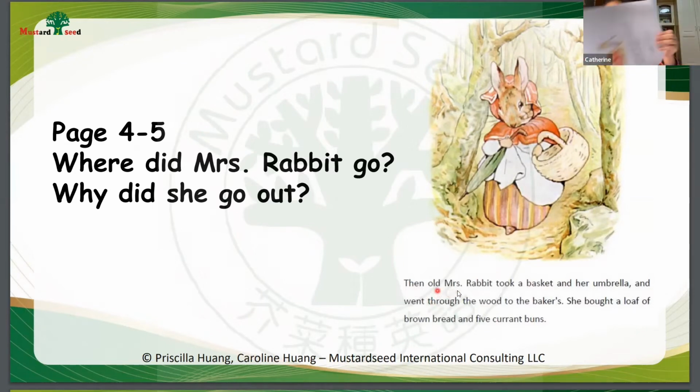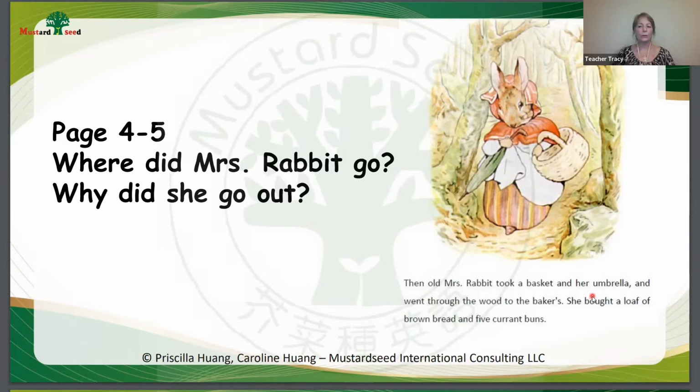Old Mrs. Rabbit took a basket and her umbrella and went down the wood to the baker's. She bought a lot of brown bread and 5 currant buns. Right, good job, good reading.